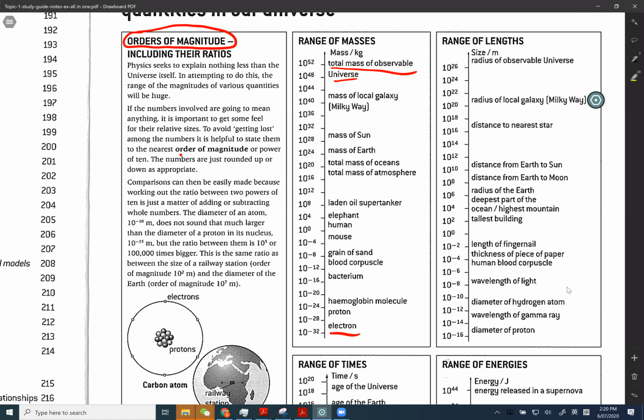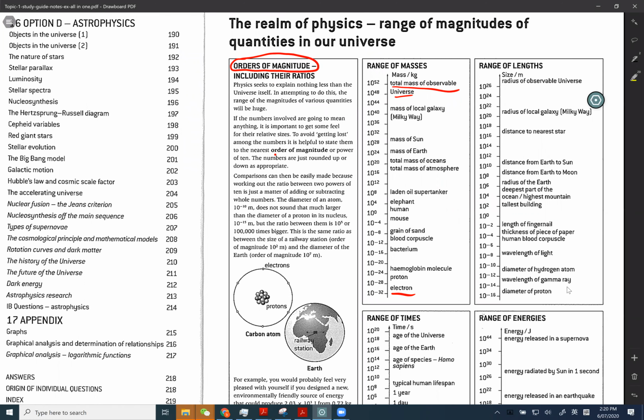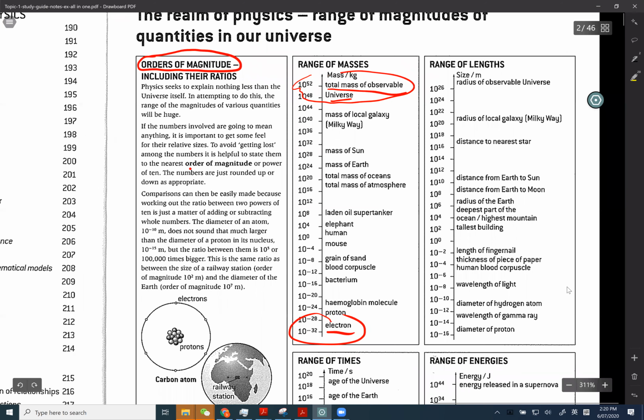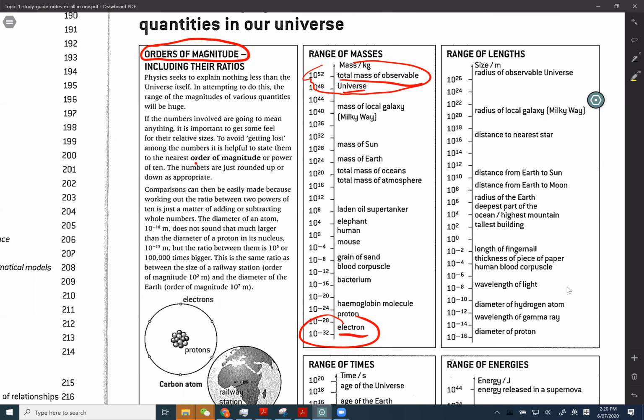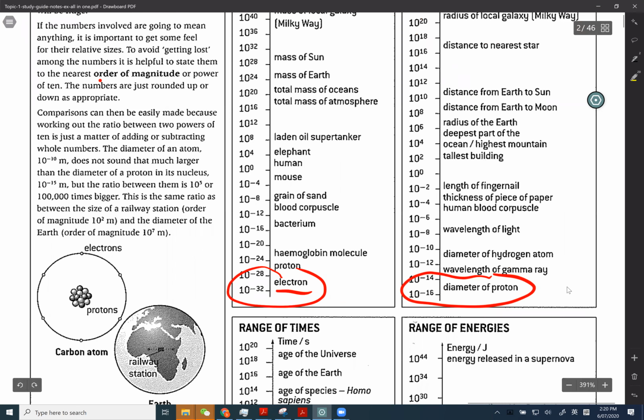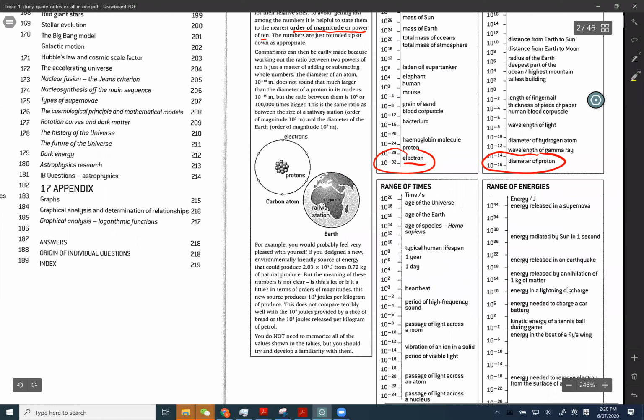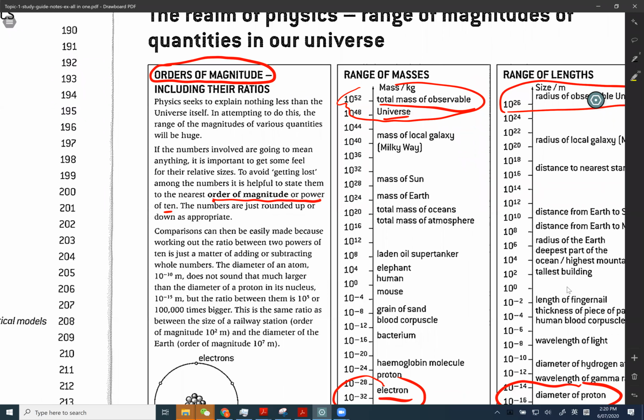Ideally, you need to memorize this table, roughly. For example, the maximum one and the smallest one. Read through here: order of magnitude is just about the power of 10. This one is just about 10 to the power of x.